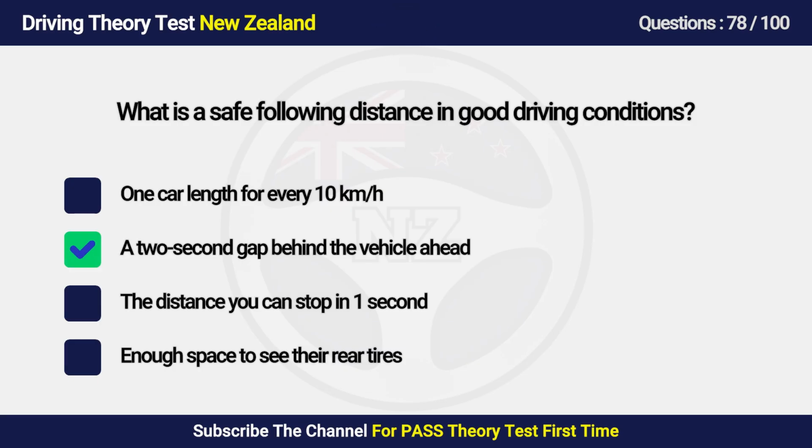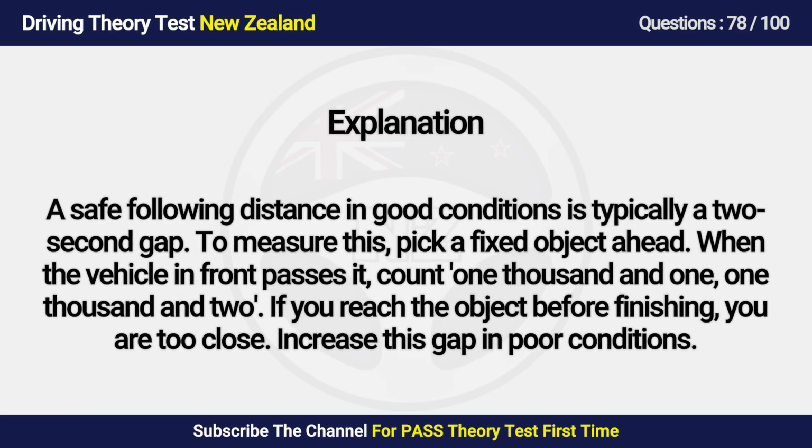Answer is B. A gap behind the vehicle ahead. A safe following distance in good conditions is typically a gap. To measure this, pick a fixed object ahead. When the vehicle in front passes it, count 1001, 1002. If you reach the object before finishing, you are too close. Increase this gap in poor conditions.